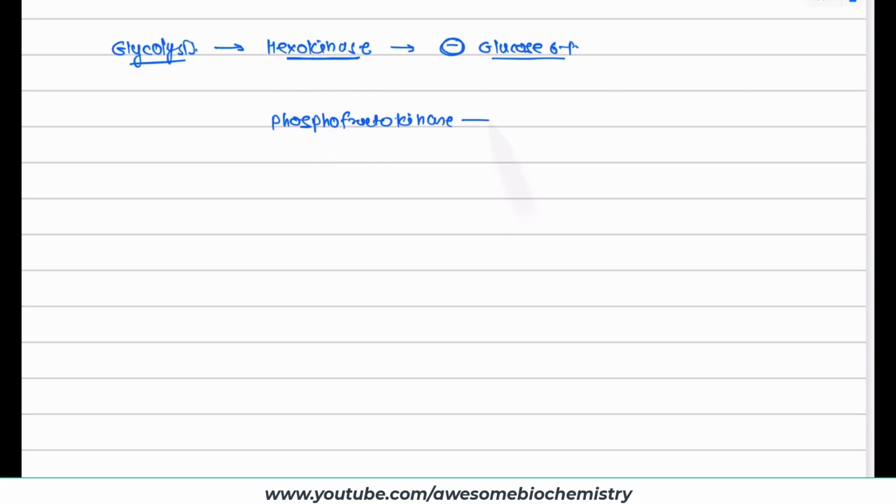In the case of phosphofructokinase, it has both an inhibitor site as well as an activator site, and its negative allosteric modulator is ATP, and the positive allosteric modulators are adenosine monophosphate and adenosine diphosphate. Now in the case of gluconeogenesis, there is one enzyme, that is pyruvate carboxylase.